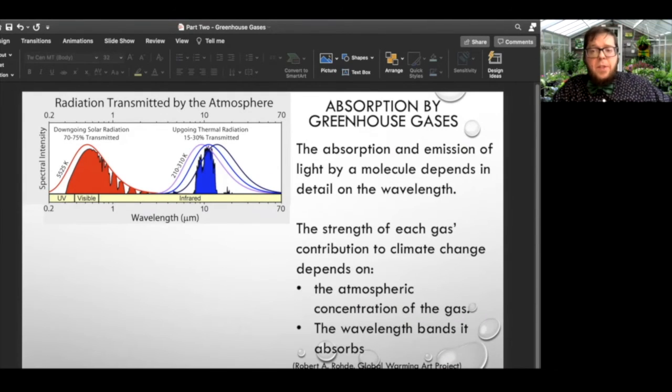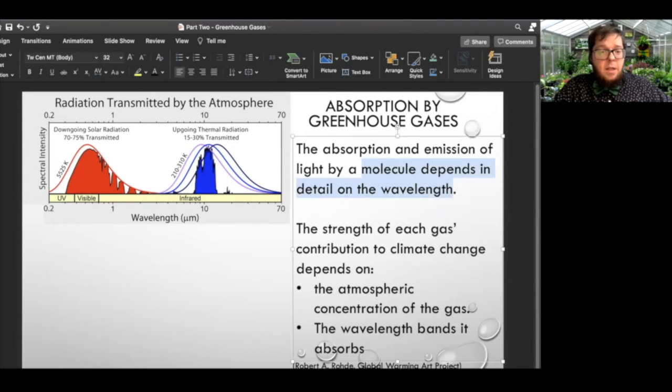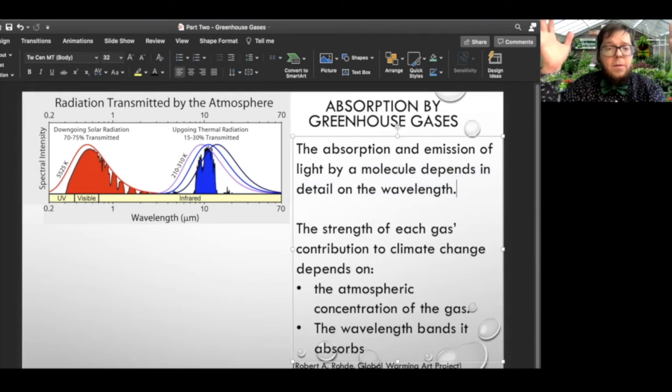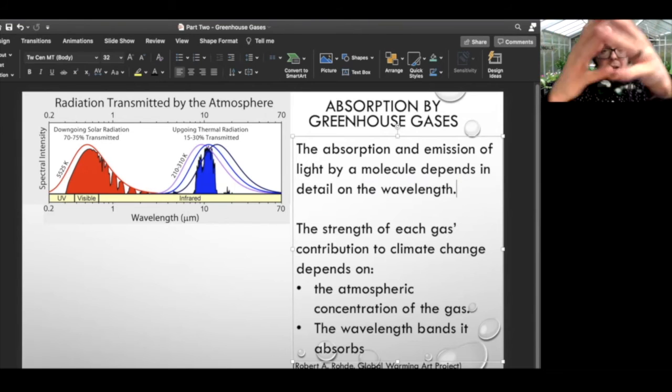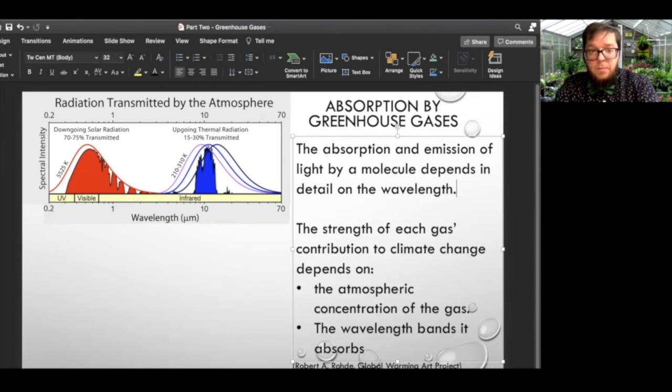So the absorption and emission of light by a molecule depends in detail on the wavelength. What I've been saying so far is, does it absorb infrared radiation? Well, actually, there's many wavelengths of infrared radiation, and it depends on which wavelength you're talking about. You could be 1 nanometer of wavelength off, and the molecule will say, no thanks, I don't want that. But if you hit the wavelength bang on, it'll absorb and re-emit it. So really, we're talking about three factors here. What is the exact wavelength? Of course, there are bands of wavelengths, right?